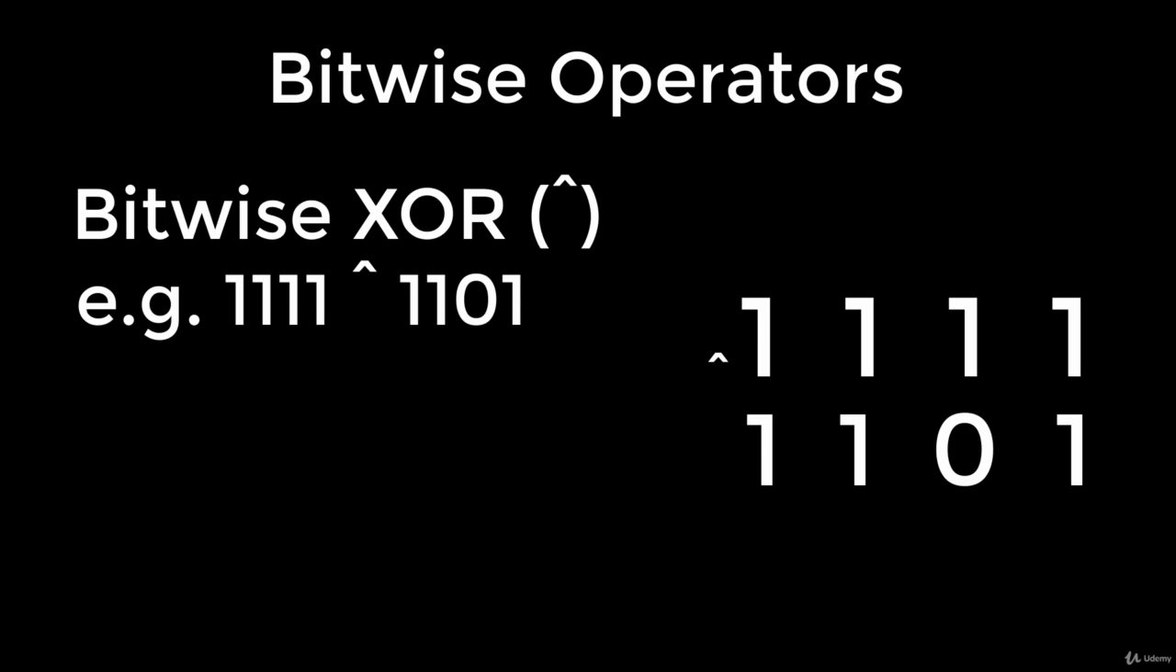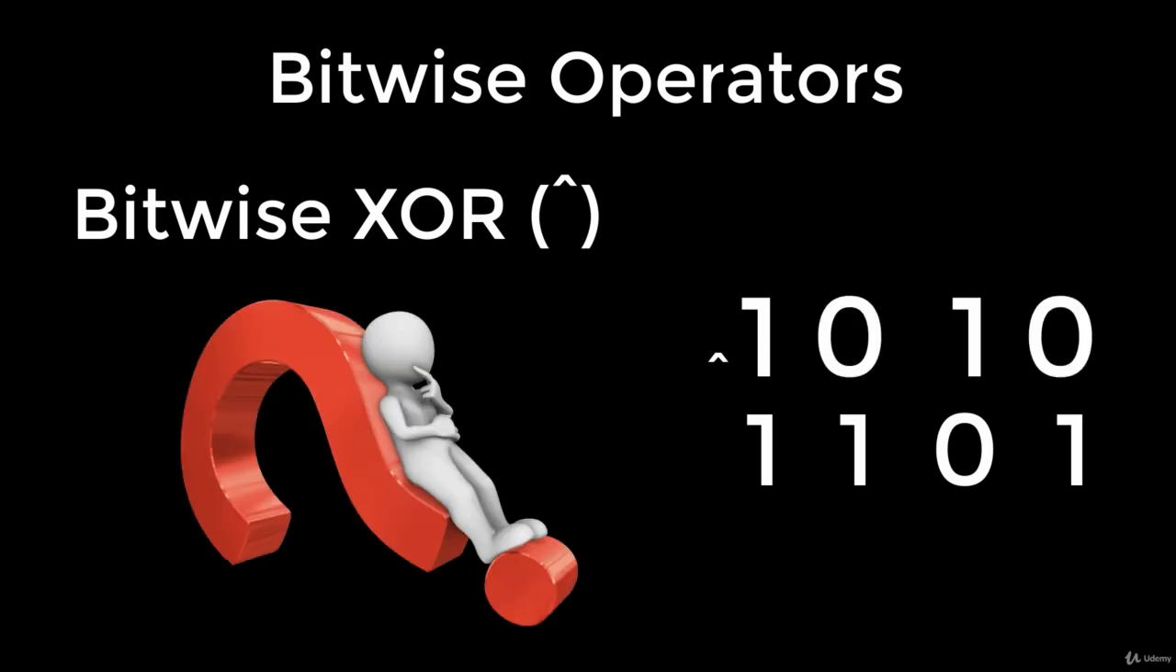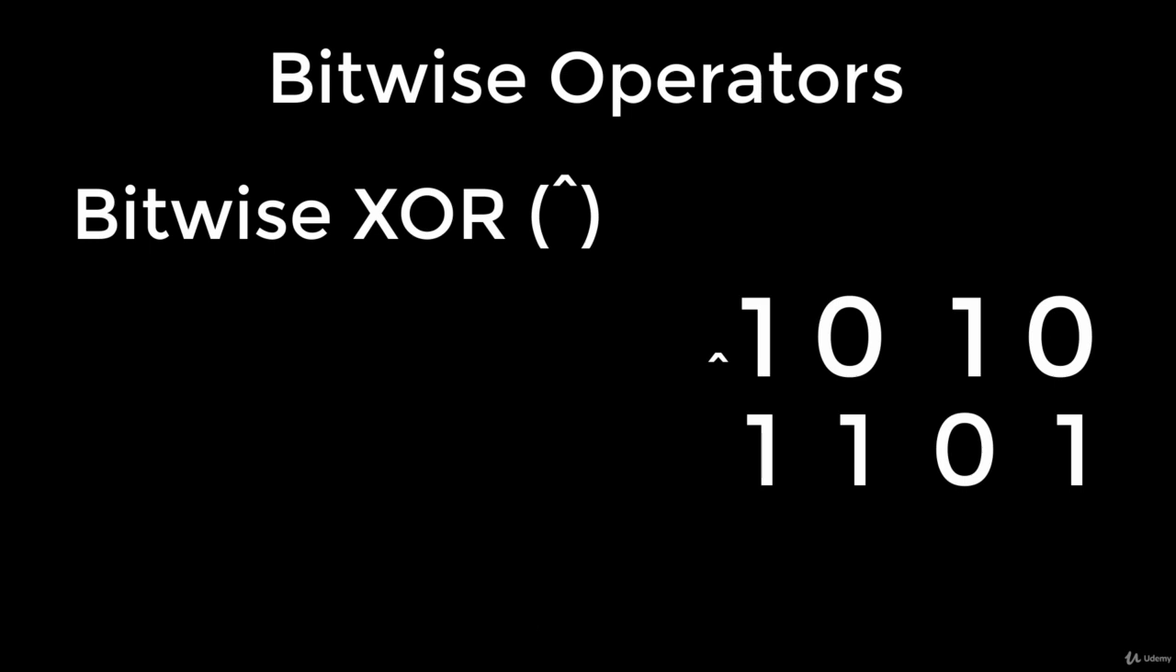In this example, working from right to left, 1 XOR 1 is 0, 1 XOR 0 is 1 because there's only 1, 1 XOR 1 is 0, and 1 XOR 1 is 0. Try this one out for yourself. How did you go? Did you get 0, 1, 1, 1?